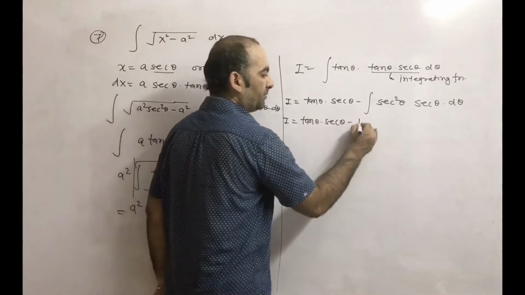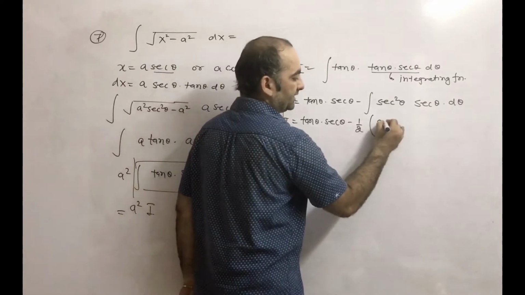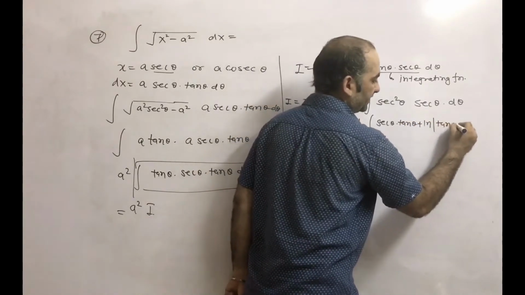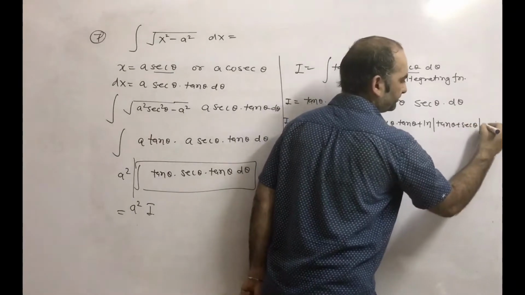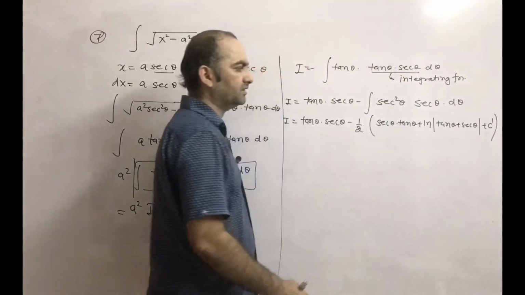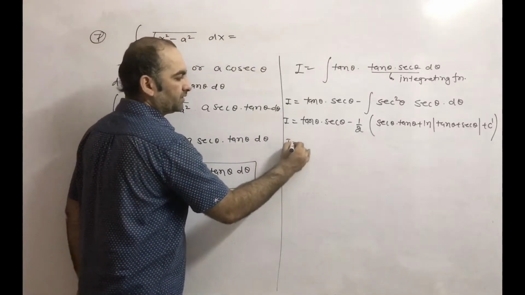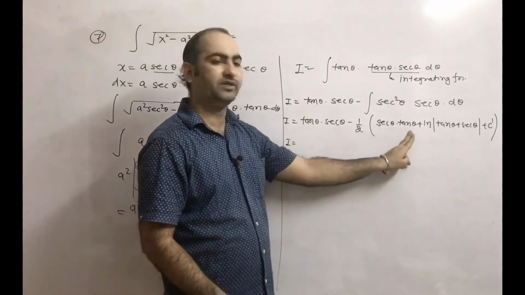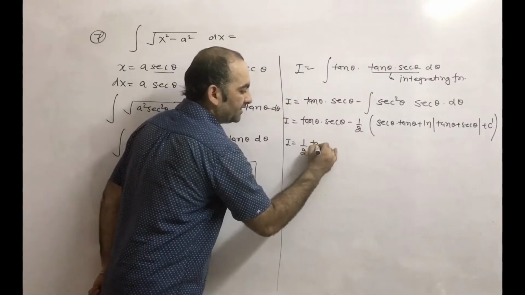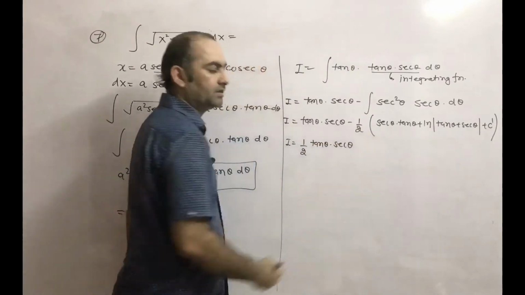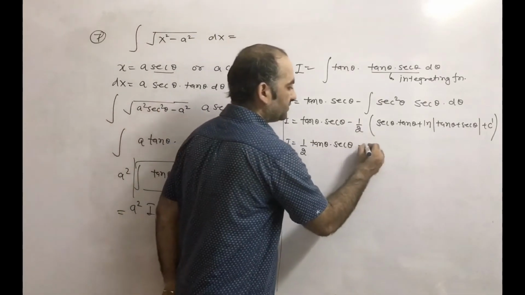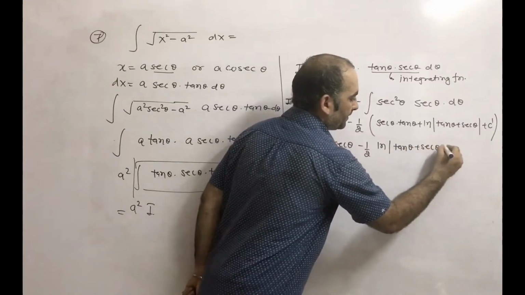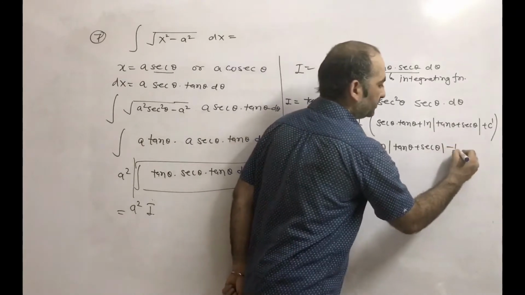So what will come here is 1 by 2 in bracket secant theta tan theta plus ln modulus of tan theta plus secant theta, plus c dash. Now we add this: I equals tan theta secant theta, minus 1 by 2 secant theta tan theta, so 1 by 2 tan theta secant theta. Minus 1 by 2 we are multiplying inside, so minus 1 by 2 ln modulus of tan theta plus secant theta, and minus 1 by 2 c dash.